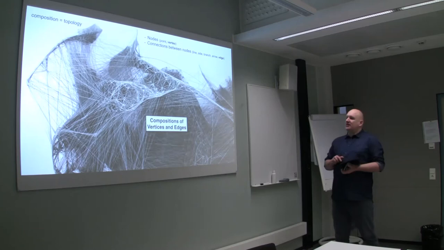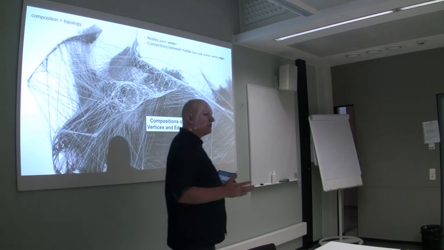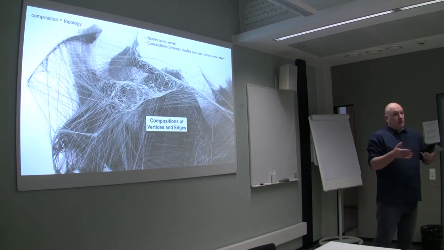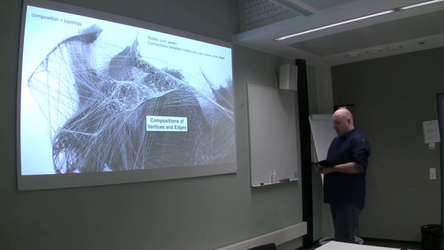All right, and composition actually means topology. So a lot of the measures that you can get from these networks tell you something about the structure of the network. But of course networks might also evolve, so that structure might change. So there are also ways to look at how the structure of these networks changes over time.